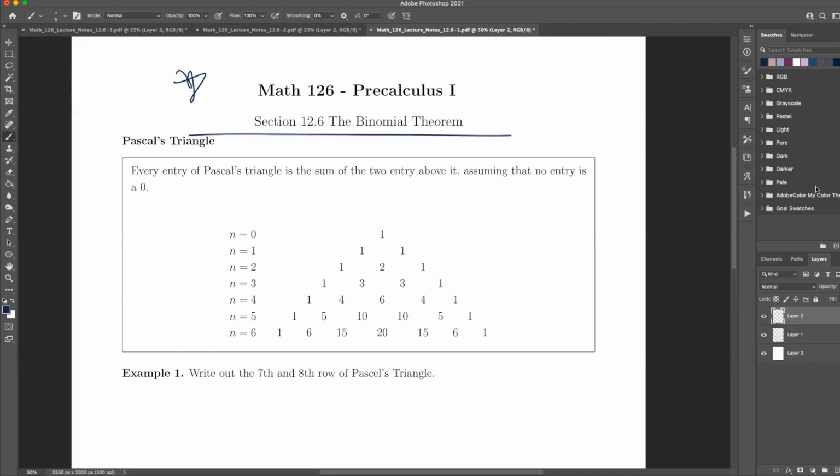So let's talk about the binomial theorem. First thing we want to do is talk about Pascal's triangle. You guys may or may not have seen Pascal's triangle.